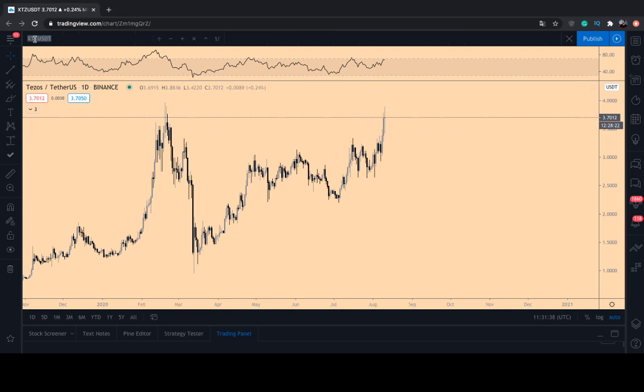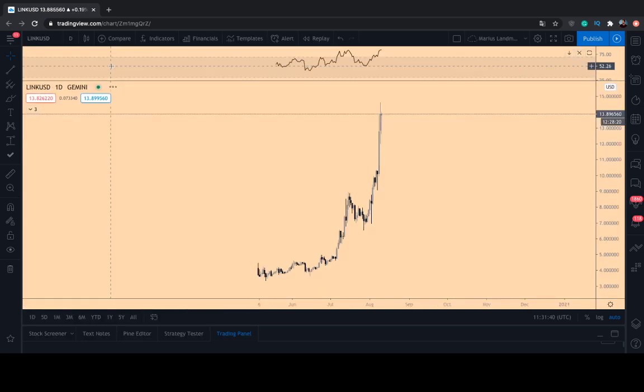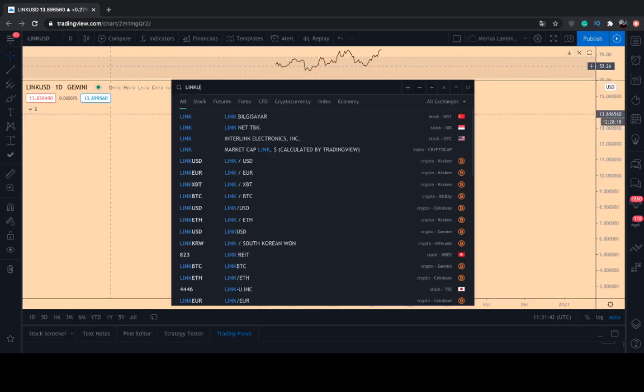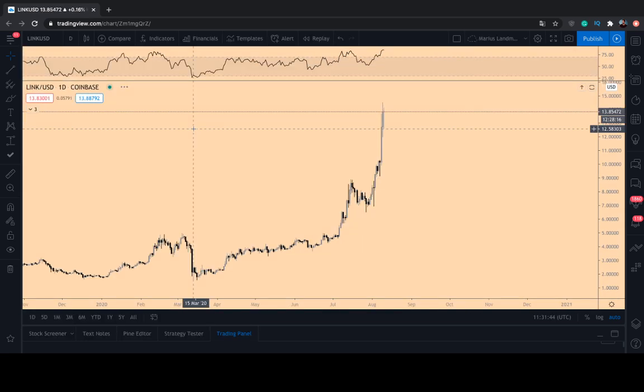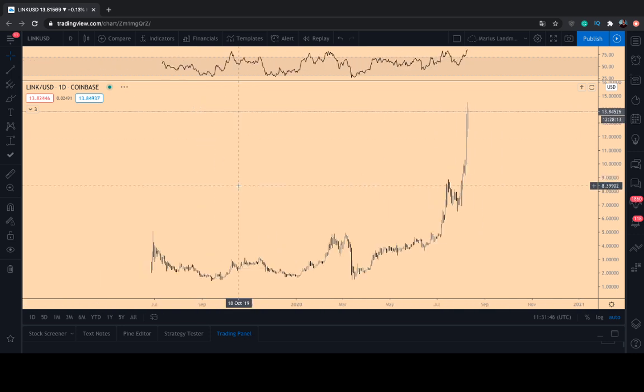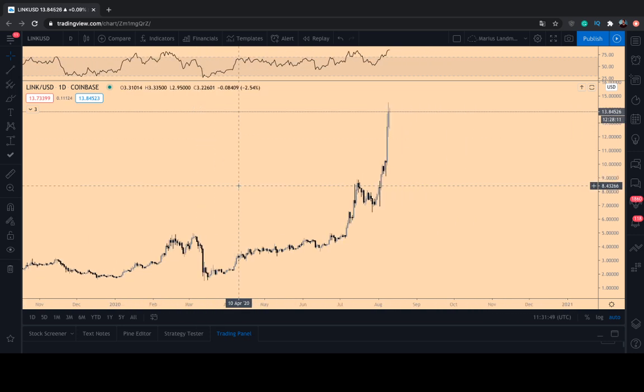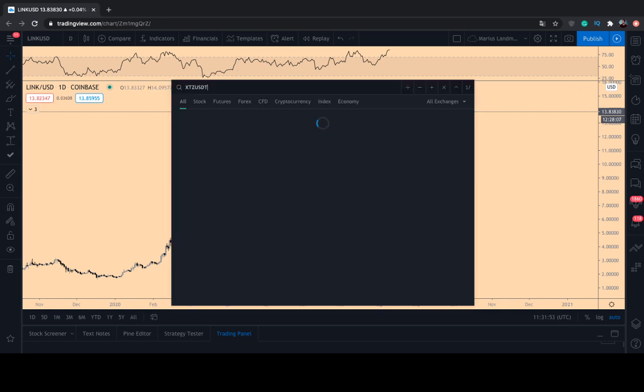So, as we've seen, Chainlink has been doing absolutely crazy, as it has been breaking out heavily in the recent days. And it looks to be the case that Tezos is ready to follow suit.